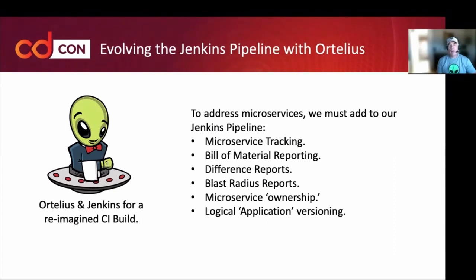Then also through the integration between Ortelius and Jenkins, we're able to bring back that logical view of the application. And this will automatically allow us to do a level of versioning that we lost when we stopped publishing a monolith to a repository. So Ortelius will bring that back to the picture for us around microservices. So it's really reimagining how we can use Jenkins and leverage its power with Ortelius to give us the information that we need to be successful.